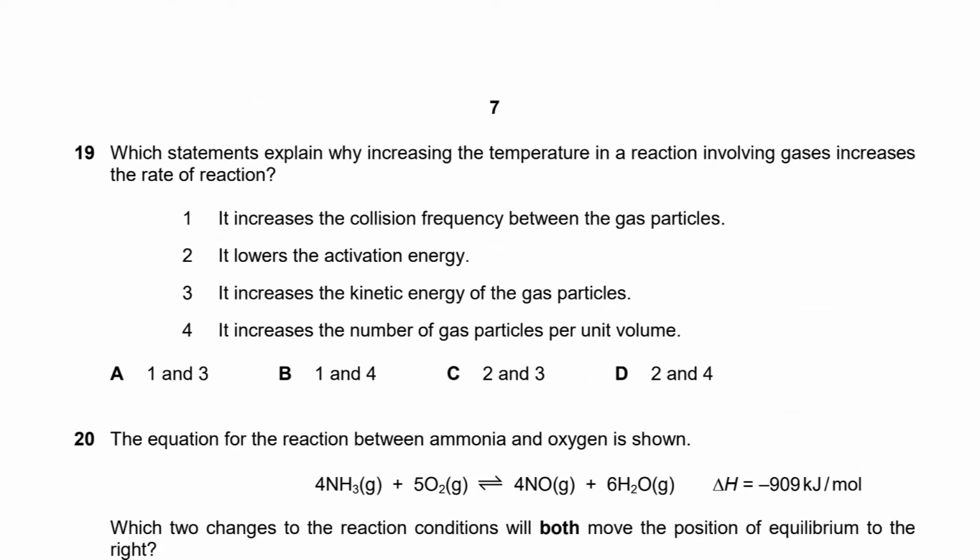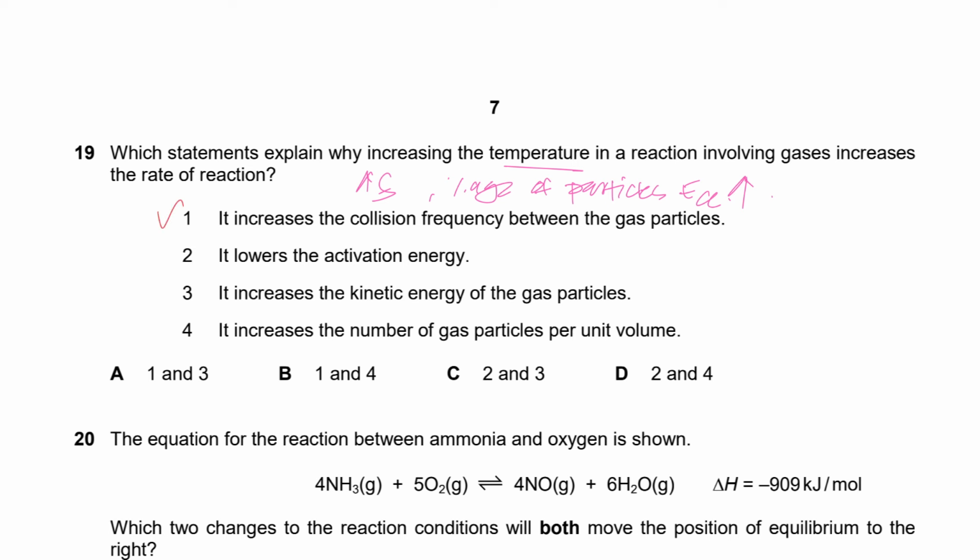Which explains why increasing the temperature in a reaction involving gases increases the rate of reaction. So increasing temperature does two things. It increases the frequency of collisions, and like I've taught you, it also increases the percentage of particles having EA. Right, so more particles now would possess the activation energy because the kinetic energy increases. So it increases the collision frequency.